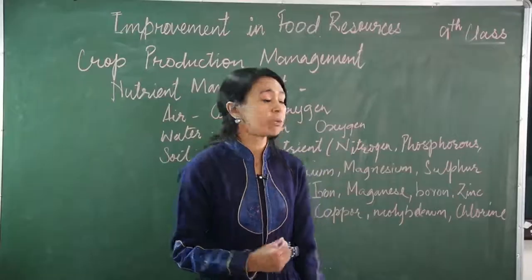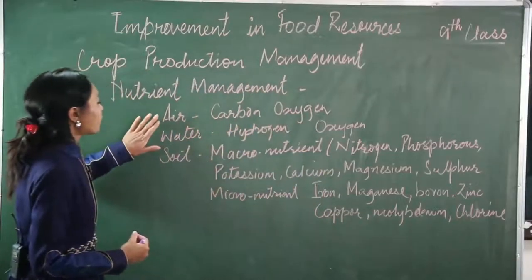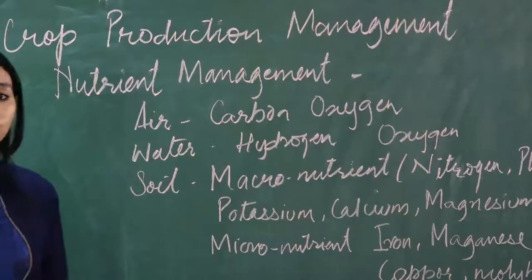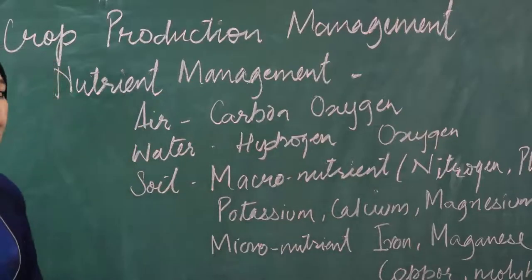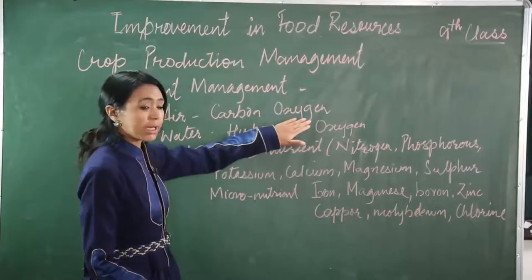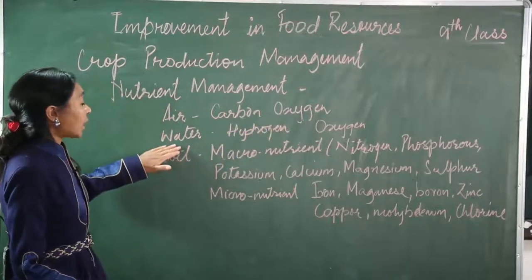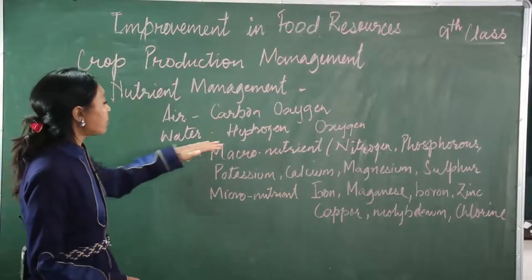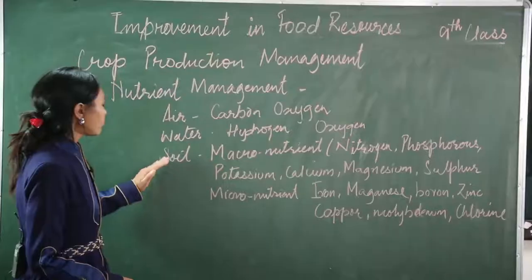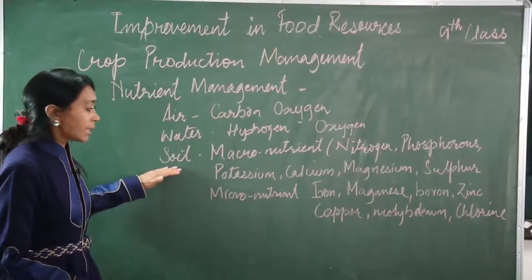Nutrients, the plant gets from air, water and soil. From the air, they get carbon and oxygen, and from the water, the plant gets hydrogen. They get hydrogen and oxygen again from this.